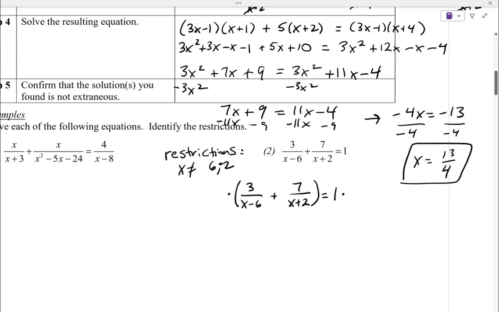That'll help us see if the answer we get is one of those restrictions. That should be a -2. I'm going to erase that so it's a little bit better. Okay.